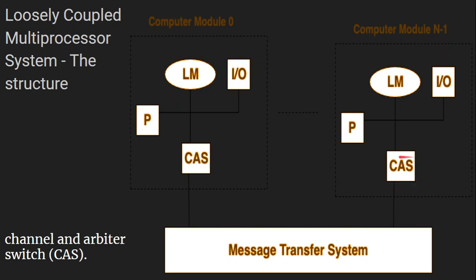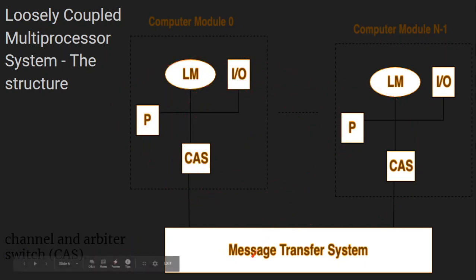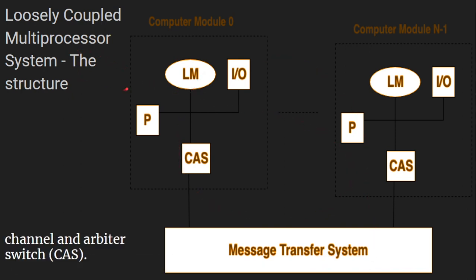This switch helps to switch between the multiple modules of the whole system, and they all communicate through the message transfer system. So this is the model of the loosely coupled multiprocessor system.